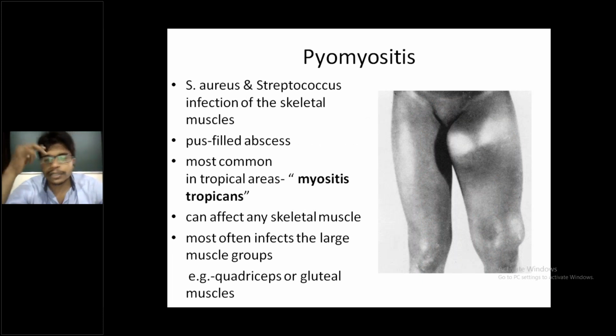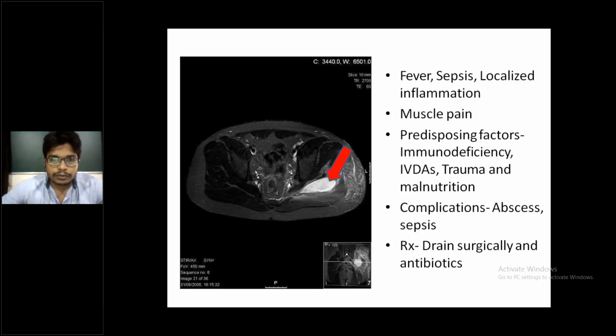Pyomyositis. If you break the name, you can know the presenting feature. Pyo means pus, myositis means inflammation of the muscle. So the underlying thing is a pus-filled abscess inside the muscular tissues. The most common organism is Staph aureus or streptococcal infection of the skeletal muscles. It is most common in tropical areas, called tropical myositis. Treatment is surgical drainage and antibiotics.